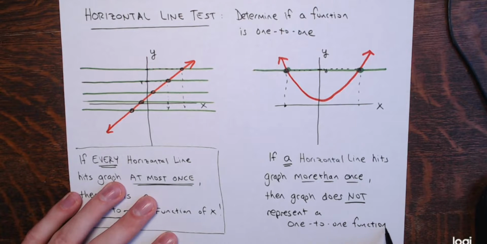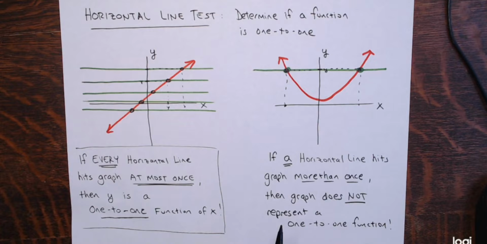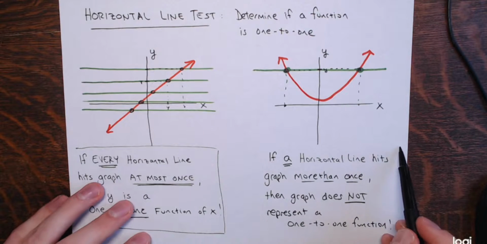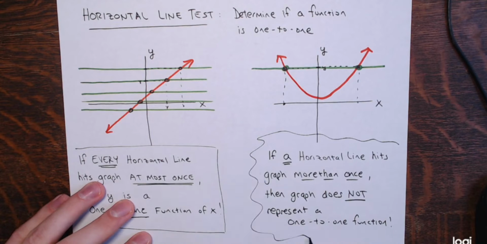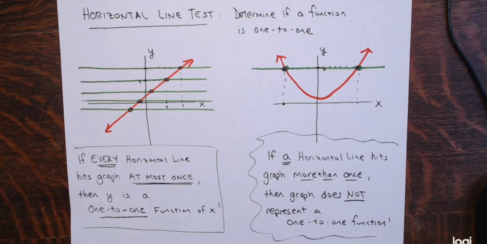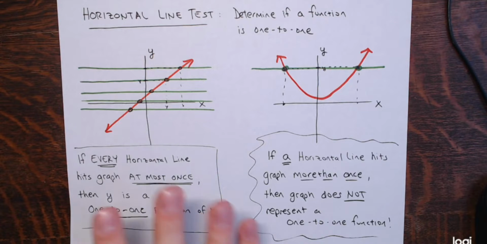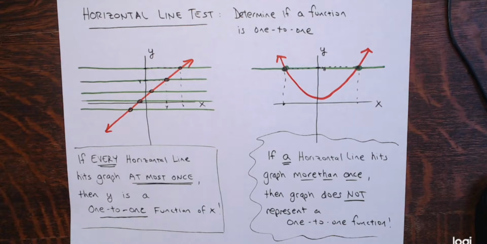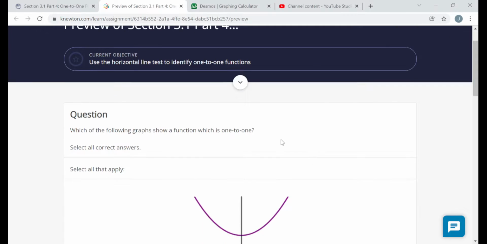Okay, it passes the vertical line test. It's a function. It's just not a one-to-one function, right? It's not that special kind of function. All right, so I'm hoping it's clear the difference between these. Okay, so back to the assignment problem. They're asking, which of the following graphs show a function that is also one-to-one?